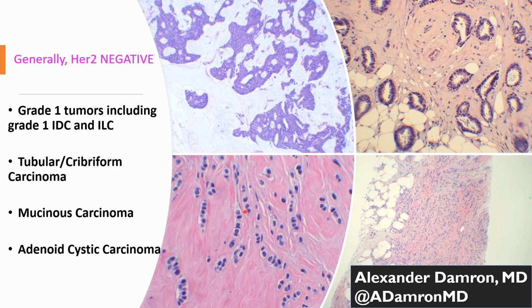And kind of classic lobular, your grade 1 lobulars, they're typically going to be HER2 negative, right? These lobular carcinomas are almost never HER2 positive. And as well as adenoid cystic carcinoma, which typically isn't HER2 positive, but it's also not ER/PR positive, right? That's typically going to be triple negative.